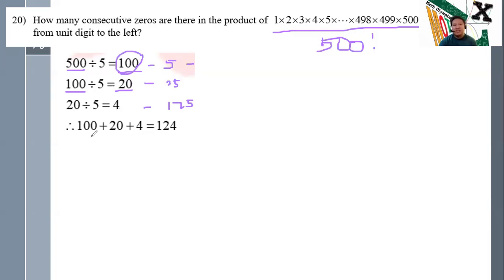So here we add those answers. 100 plus 20 plus 4 will give us 124, meaning there are 124 factors of 5 there. And each factor of 5, if you pair it with 2, it will become 10. Therefore, each of those 10s will create a 0 in the last part. Therefore, the answer for this question is 124.